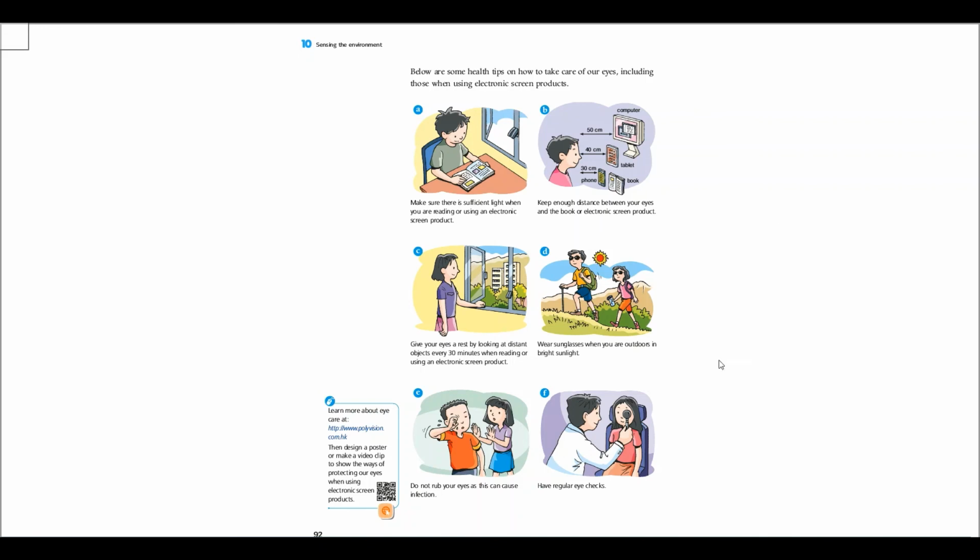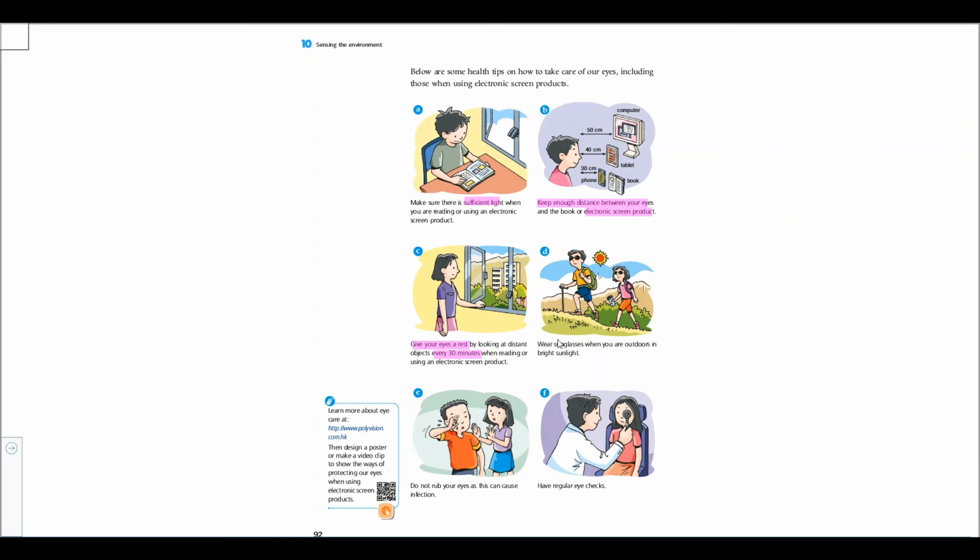So how to take good care of your eyes will be on the next page. Here are some tips. Just very quickly go through each of them so you can read yourself, and it's not something very special, so you may have heard of it or not. Here there are 6 points. The first one, sufficient light. Of course, sufficient light is good for reading, and also keep enough distance between your eyes and any electronic screen product. You're now using your phones very often, so make sure you keep a good distance between your eyes and the screen. And then again, give your eyes a rest every 30 minutes by looking at distant objects.